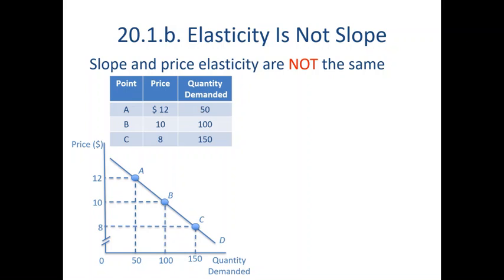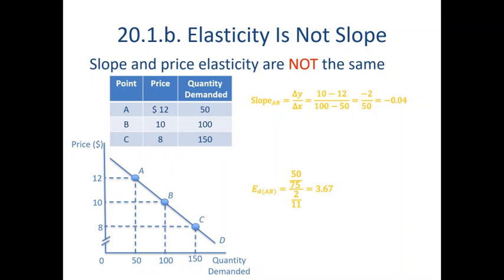We all know that usually the slope of a straight line is constant. It doesn't change along a straight line, meaning if we're going to calculate the slope between A and B, it's going to be 10 minus 12 over 100 minus 50. That is negative 0.04, which is y2 minus y1 over x2 minus x1. This is how we calculate usually the slope of a straight line.